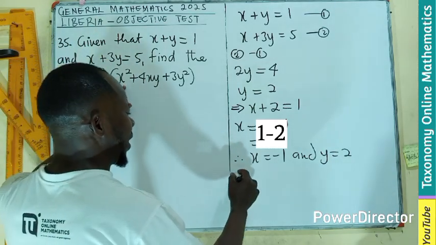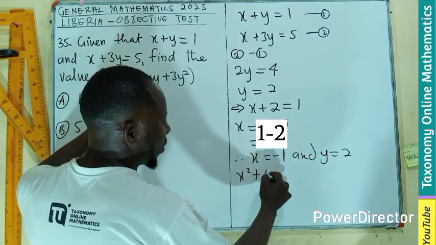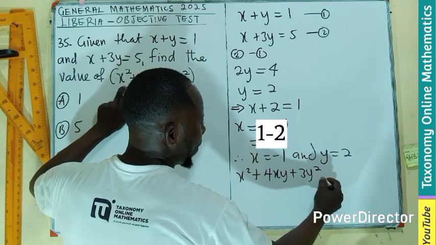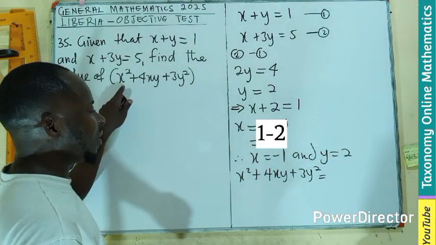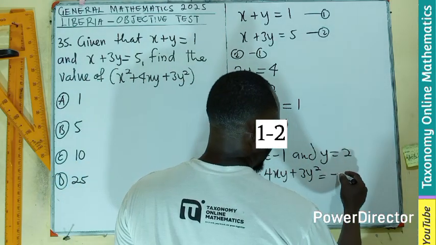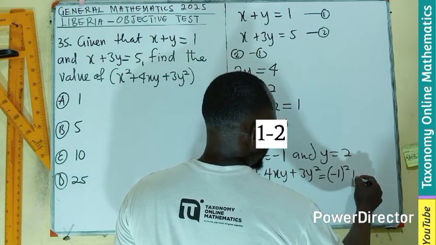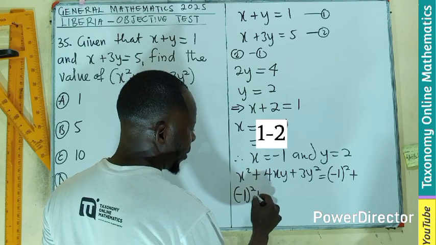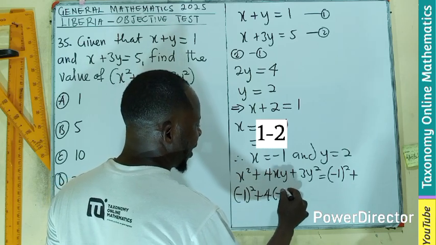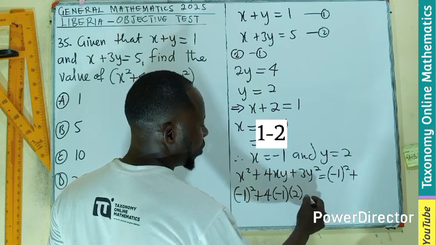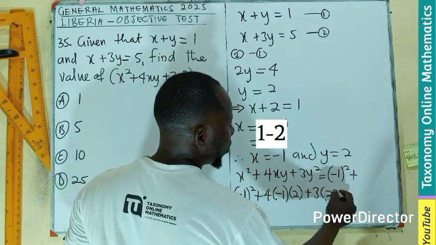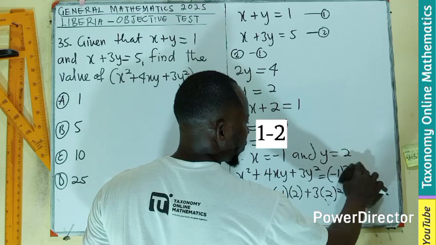Not the only answer we need. We need to find x squared plus 4xy plus 3y squared. Whenever I see x, I put negative 1, sorry. Let me put it here. Negative 1 all squared, plus 4 into bracket negative 1 into bracket 2, plus 3 times y, which is now going to be 2, squared.